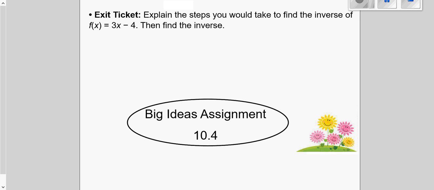Explain the steps you would take to find the inverse of f of x equals 3x minus 4. Then find the inverse. So what did we just do? First thing, we replace f of x with a y. Then what? What was the big step? The most important step to finding an inverse, do you remember? Okay, hopefully you remember. Find the inverse on your mark and set, go.